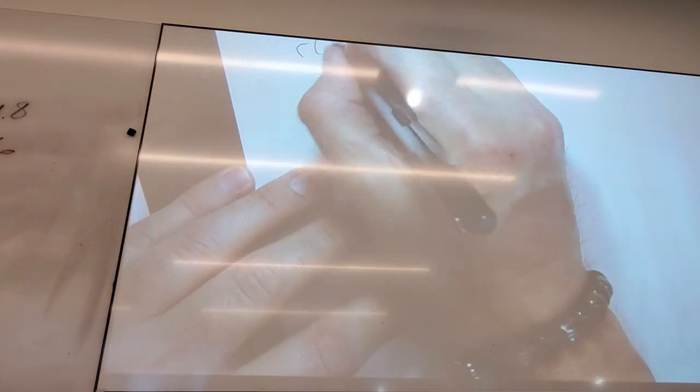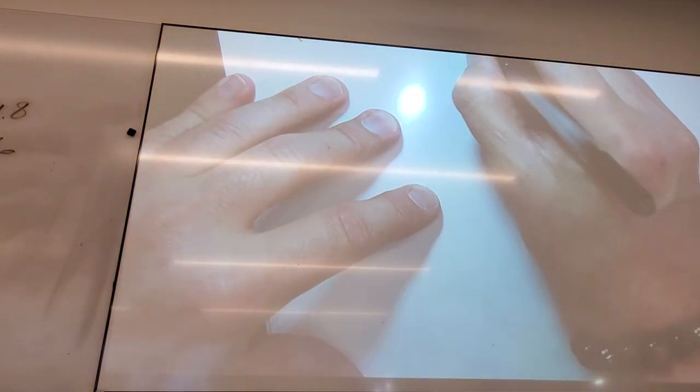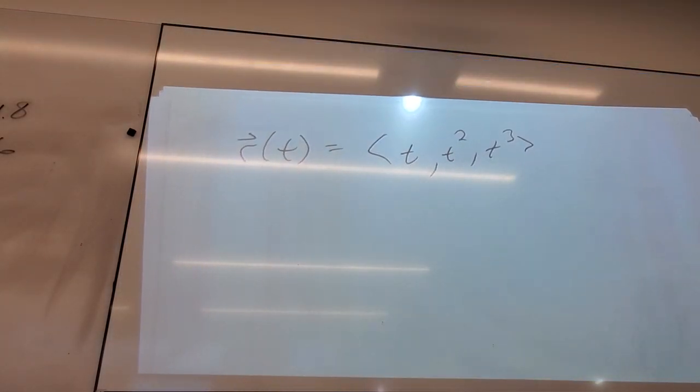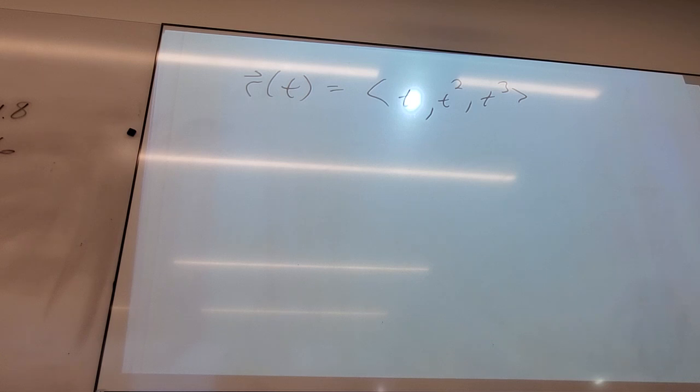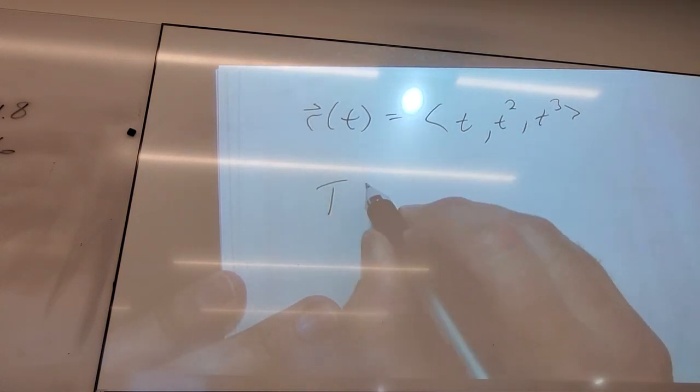So what if I have a space curve? Let's do this. This is a nice one. Now, if I want you to calculate the curvature, and I want you to do it with that last thing, let me show you this. What would T be? How would I calculate T? What would I need to calculate T?